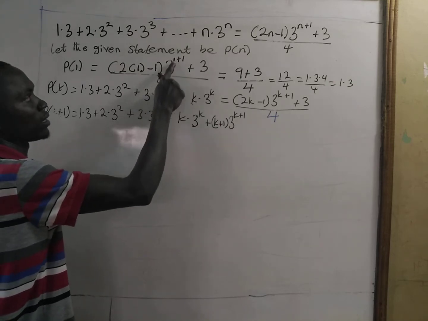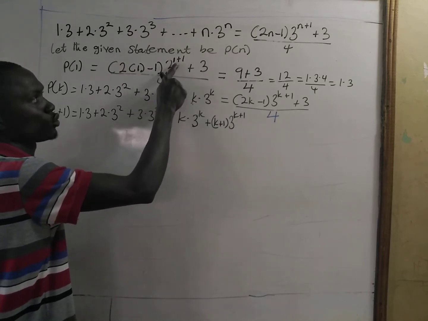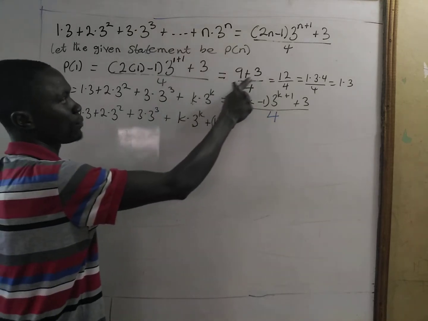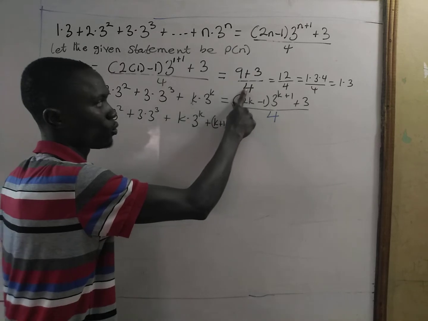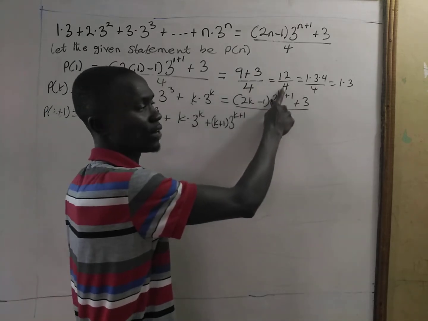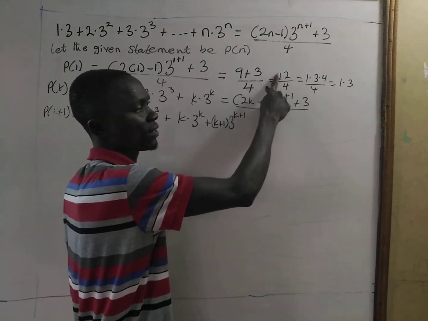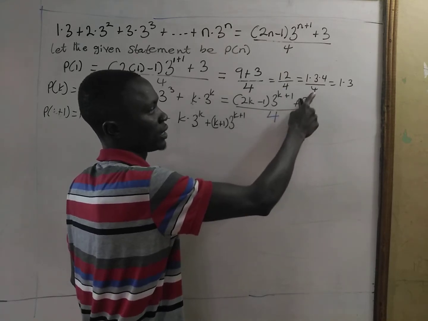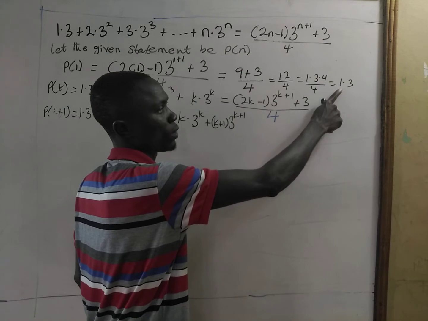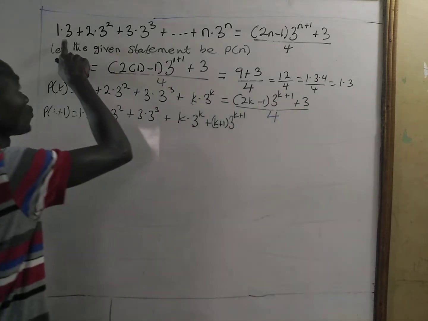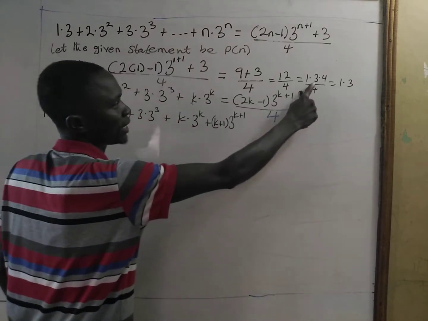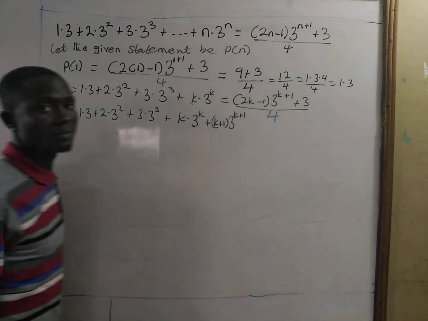Then 3 to the power 1 plus 1 gives 3 squared, that is 9. 9 times 1 is 9, so we have 9 plus 3 divided by 4. That is 12 divided by 4. But 12 can be written as 1 times 3 times 4. This 4 cancels this 4 and we are left with 1 times 3. That is what we have here. It is because of this that I expanded the 12 like this.